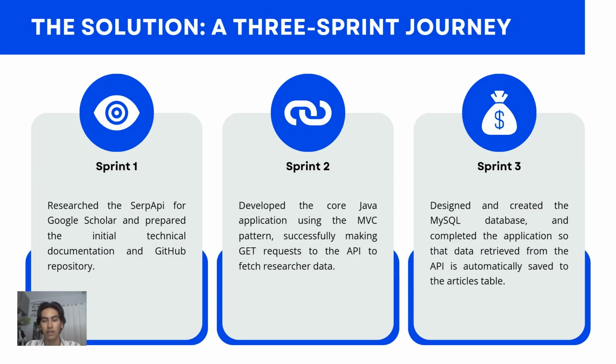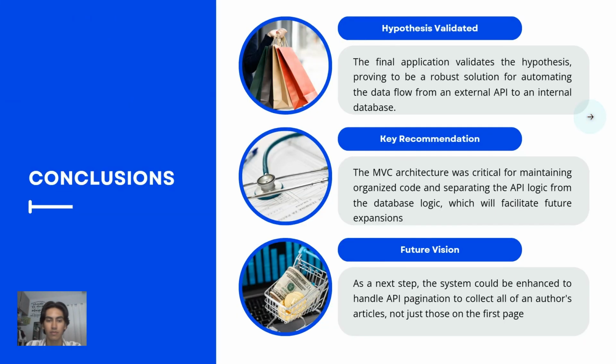Sprint number three is the correct design of the connection between the data and the database. Design and create it in the MySQL database and complete the application so that data retrieved from the API is automatically saved to the articles table.